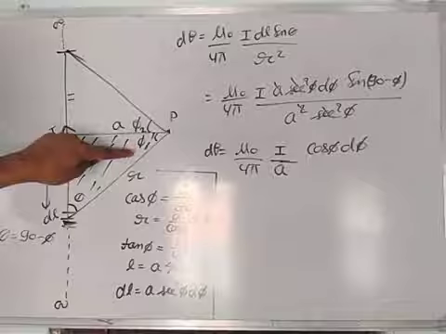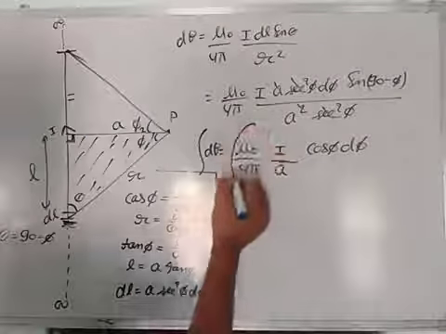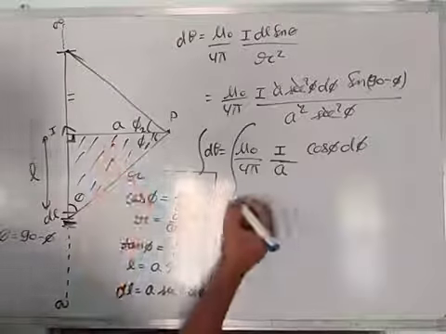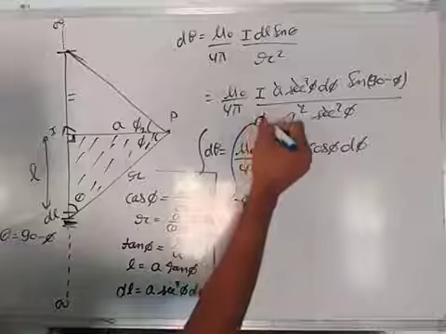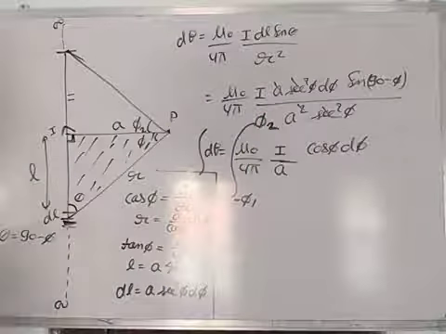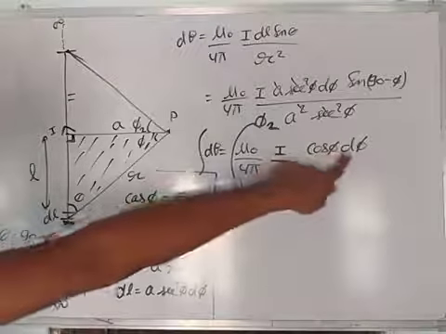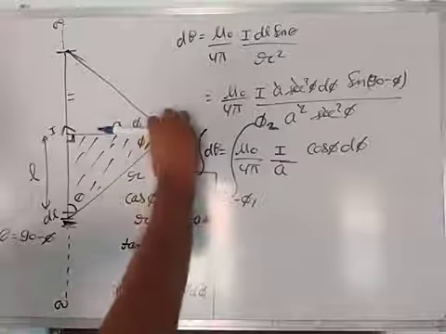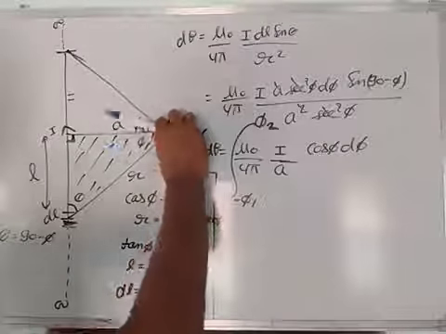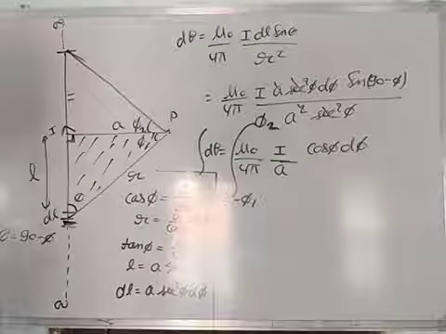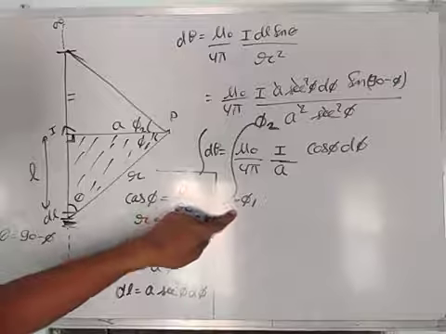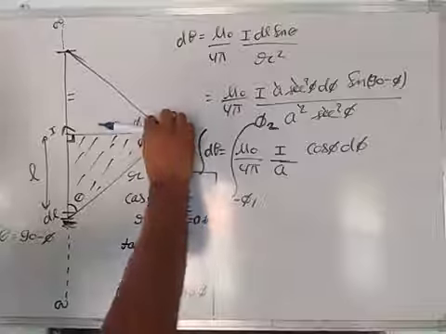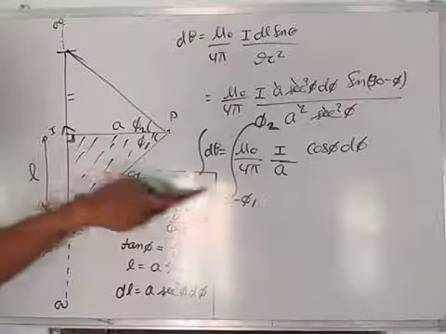Then for the given phi 1 and phi 2, if you integrate this expression, then the limit of phi is minus phi 1 to plus phi 2. Since we are going here downward direction and here upward direction, whenever the direction of angle changes, you will consider the sign. Here the direction of phi 1 is anti-clockwise and direction of phi 2 is clockwise. Hence for phi 1 we are using the sign minus.